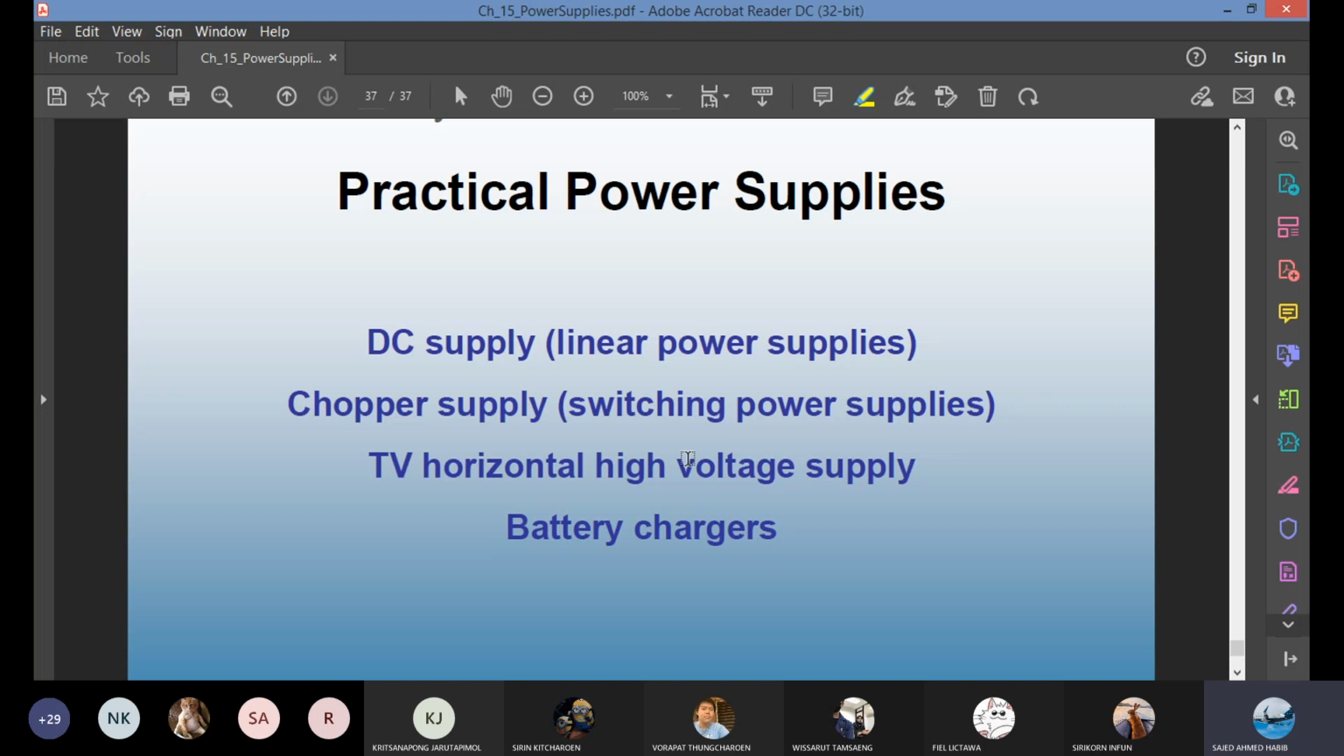Switching power supplies are called chopper supplies. There you can have power supplies. It's not the topic of this course. And then battery charger I mentioned. TV horizontal high voltage, I don't know what it means because I've never worked on this thing.